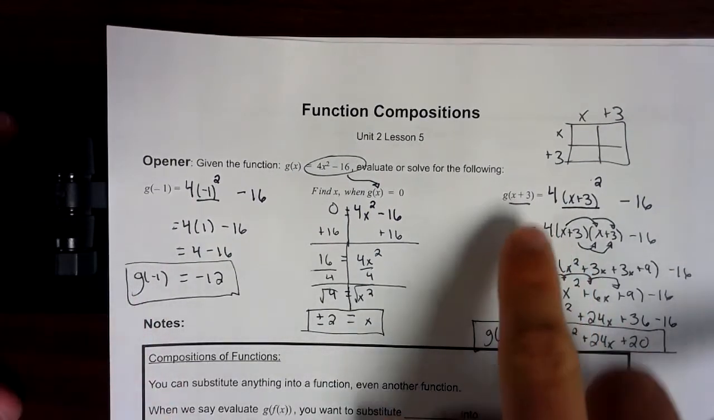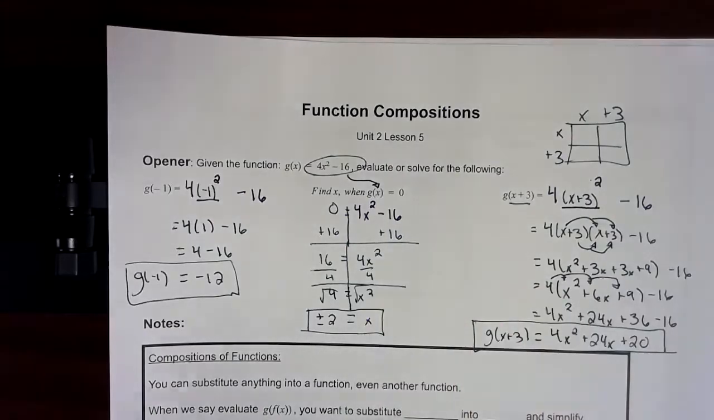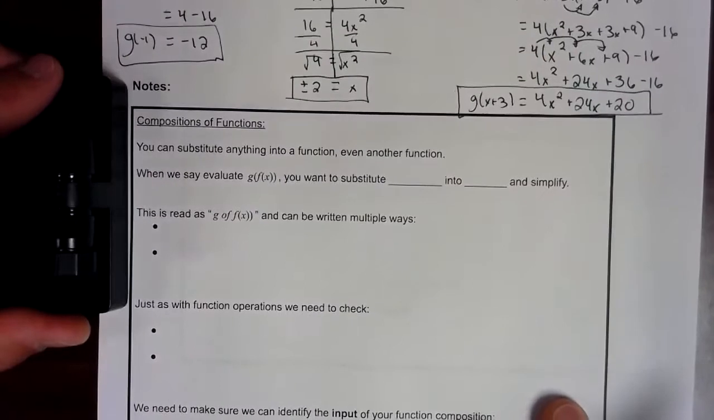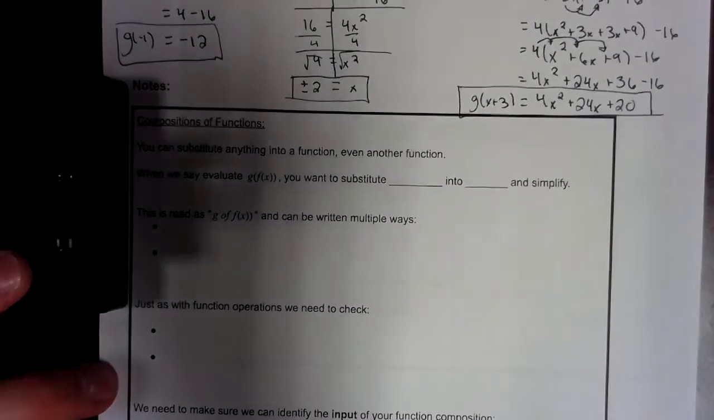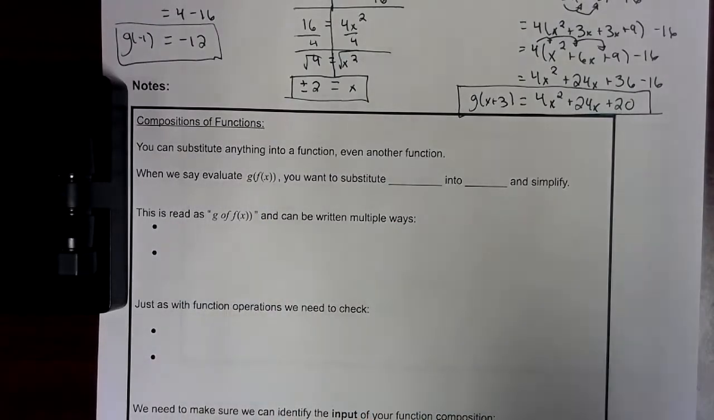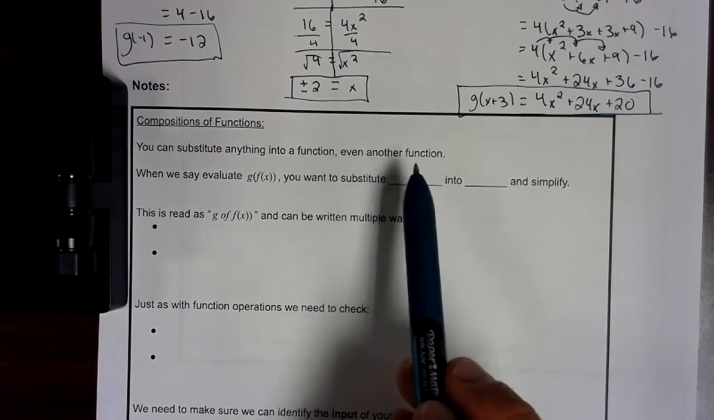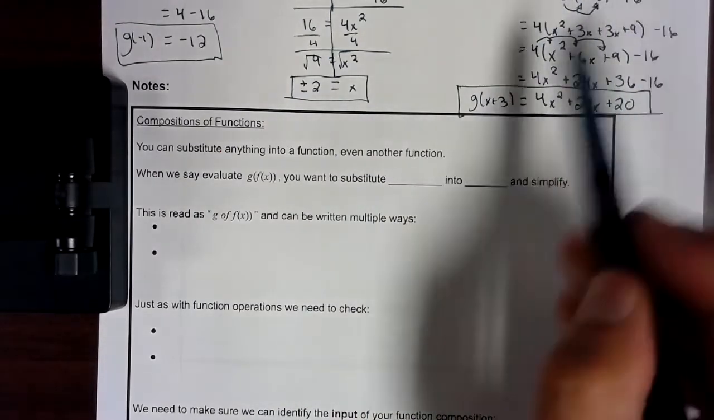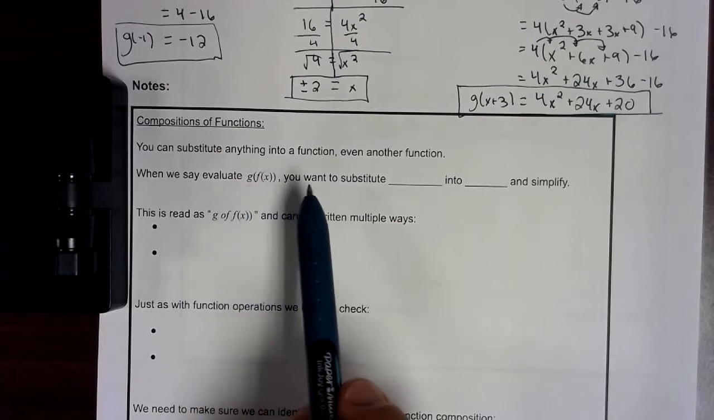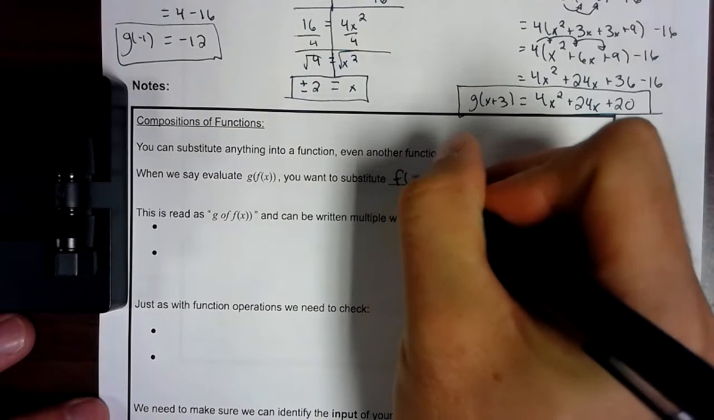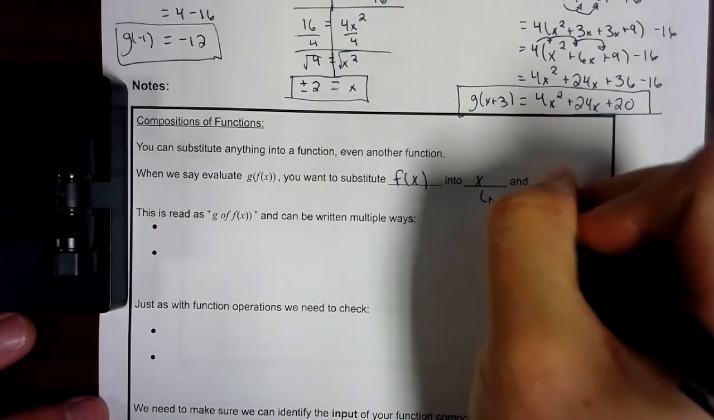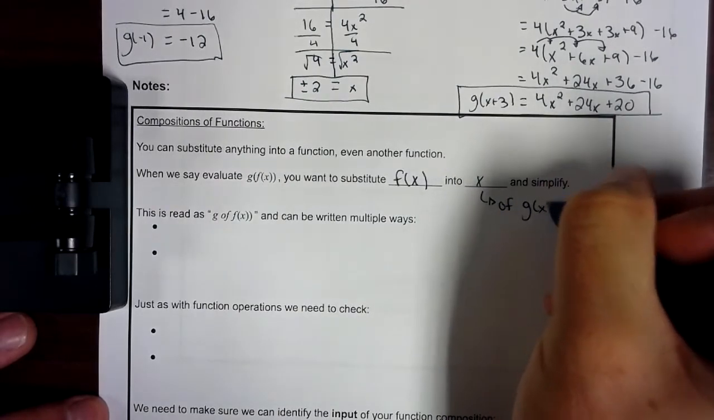All right, now, like I said, this is essentially what we're going to be doing today. And the name of these are called compositions of functions. So let's go ahead and jump down to these notes. Let's fill these out, go through a couple examples, and then get you all on your way. So we can substitute anything into a function. That's what we explored in the opener. And even another function. That's what we kind of saw over here on the right problem. When we say evaluate g of f of x, you want to substitute f of x into the x of g of x and simplify.